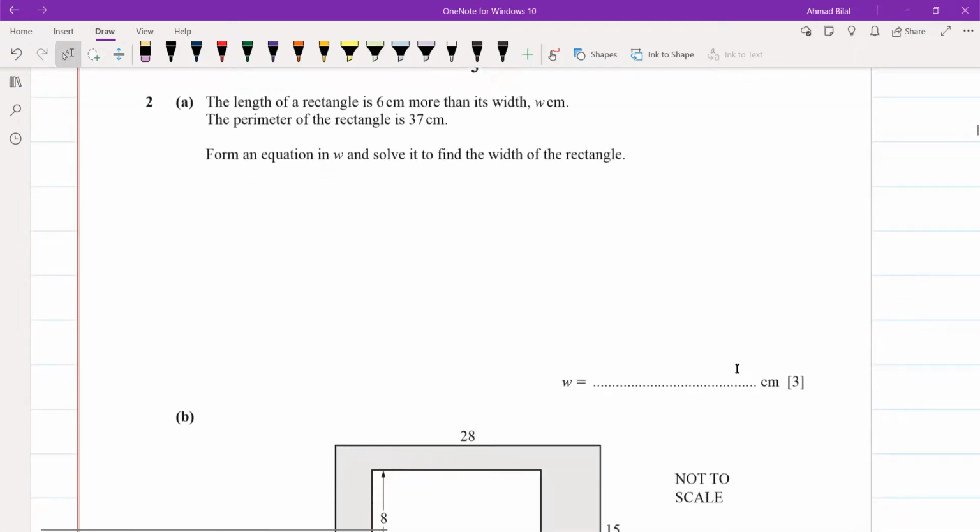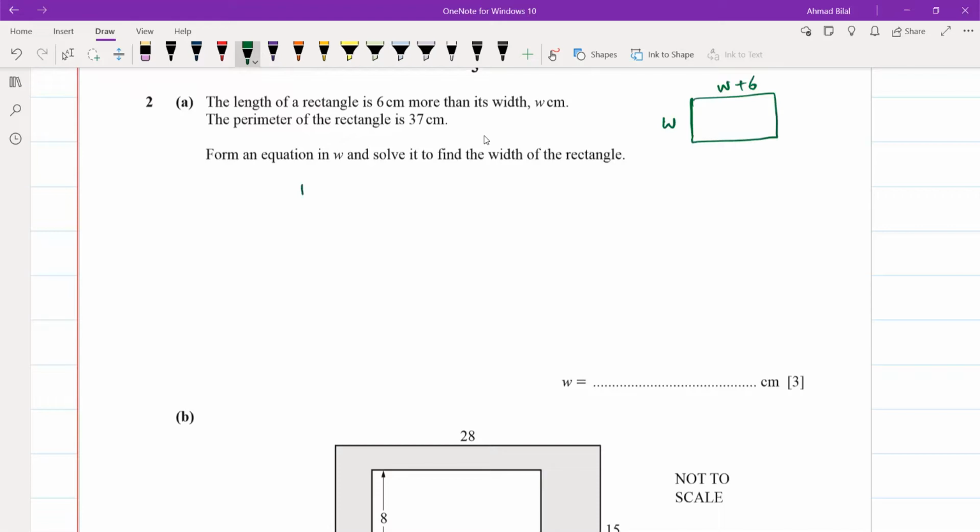So we have the length of a rectangle that is 6 centimeters more than its width, or width usne batayi hui hai, that is W centimeters. The perimeter of the rectangle is 37 centimeters. Form an equation in W and solve it to find the width of the rectangle. अच्छा, तो आपके पास एक रेक्टेंगल है, ओके, वो आपको क्या कह रहा है, the width is W and the length is 6 centimeters more than that, right? तो क्या मतलब है, लेंथ कितनी हो जाएगी, W plus 6.